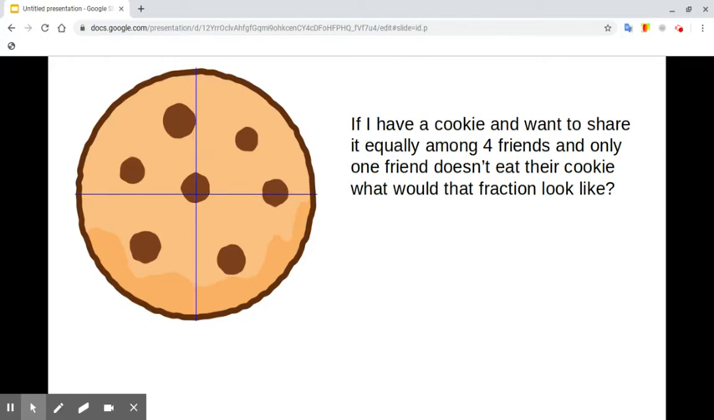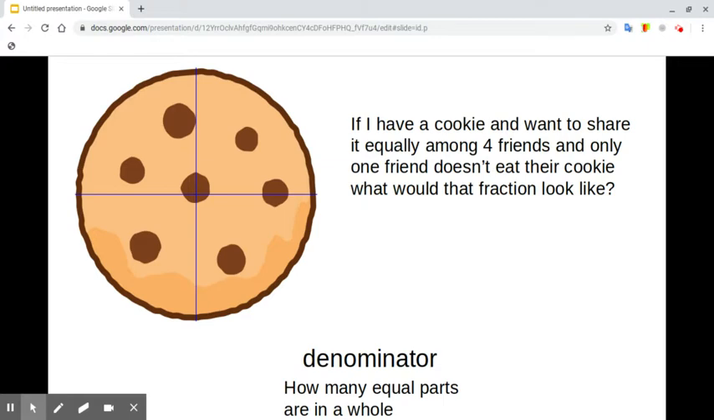Why would we divide it into 4 parts? Well, let's look. Let's start by reviewing. Denominator, how many equal parts are in a whole? Okay, that's our denominator right there, 4 friends. That's why I divided the cookie into 4 pieces. So the denominator is always the one that goes on the bottom, so we'll just write that part of the fraction.